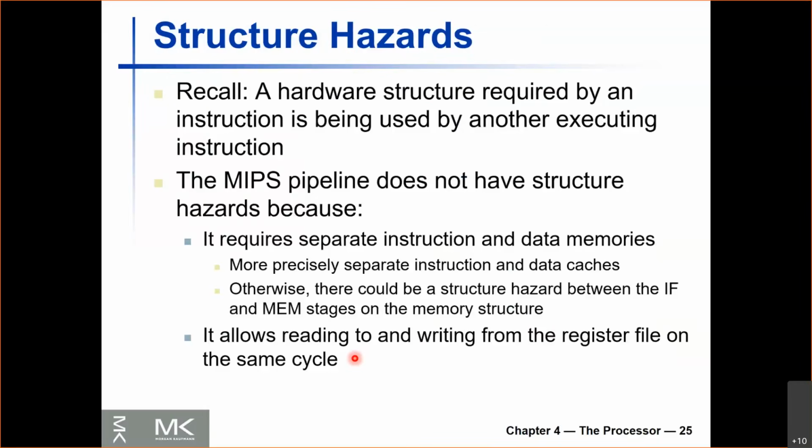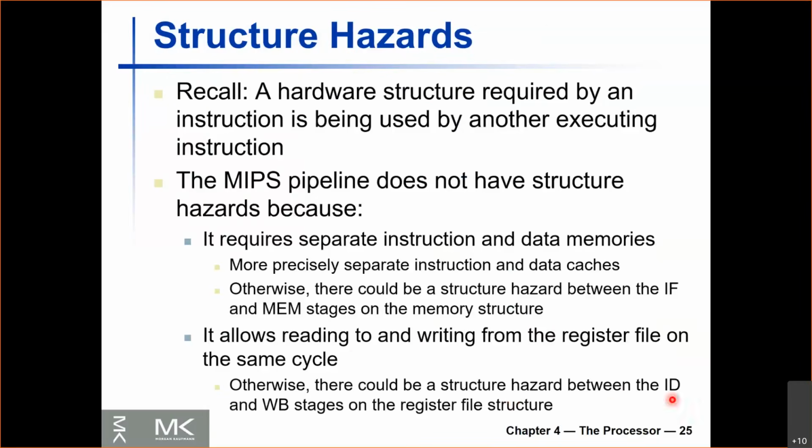Otherwise, if we were not able to read and write from the register file in the same cycle, then we would have a structure hazard between the instruction decode stage where we read and the write back stage where we write to the register file. Because we're not able to do both, we're able to do one or the other. And again, I'll show you an example of this. Okay, so let me jump over to the example.